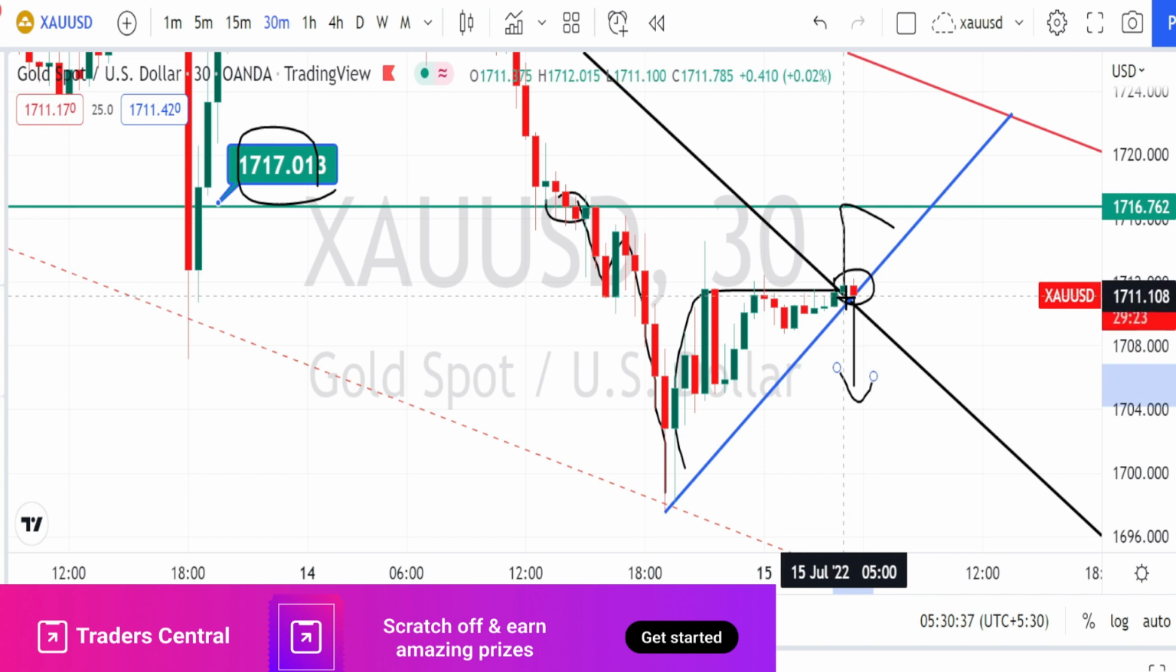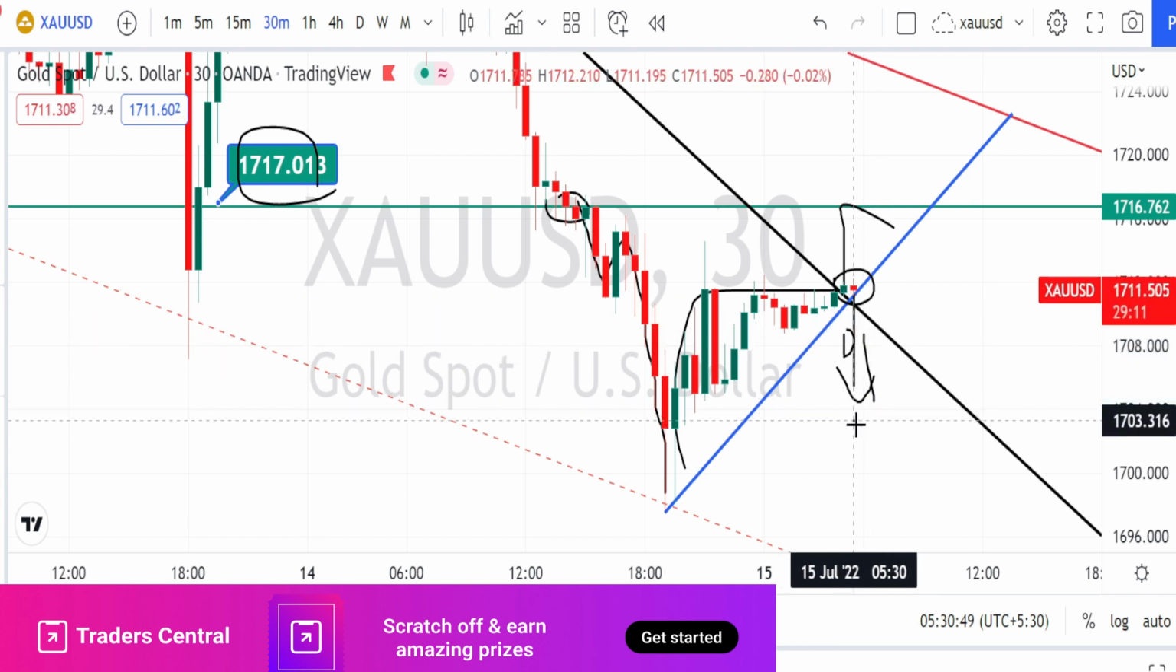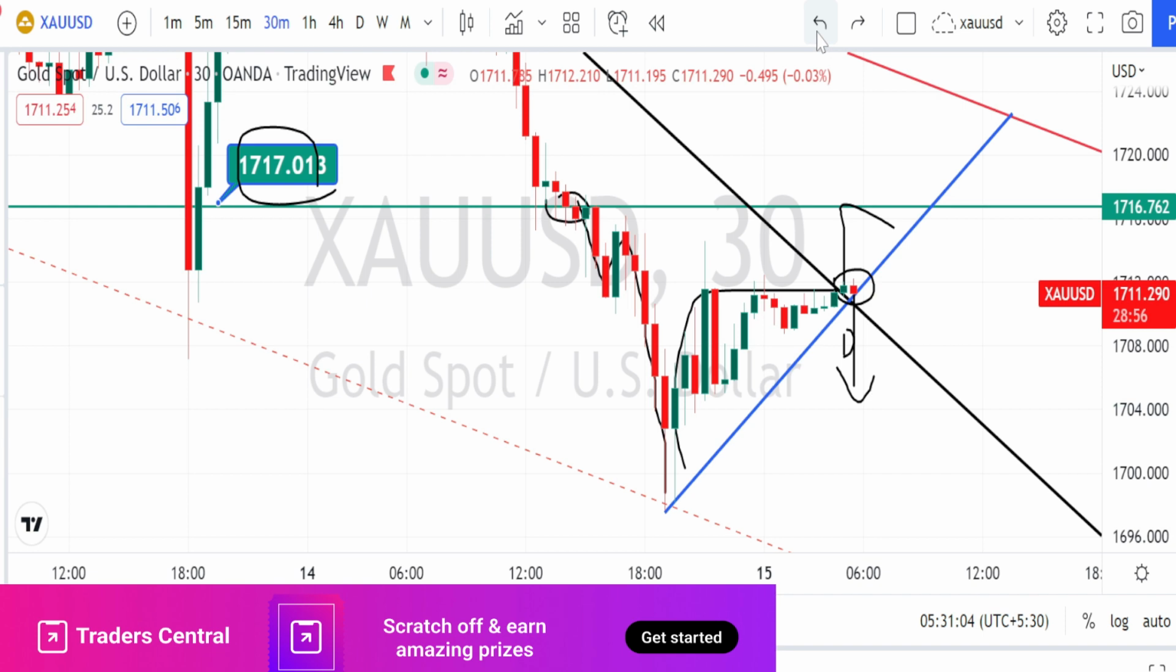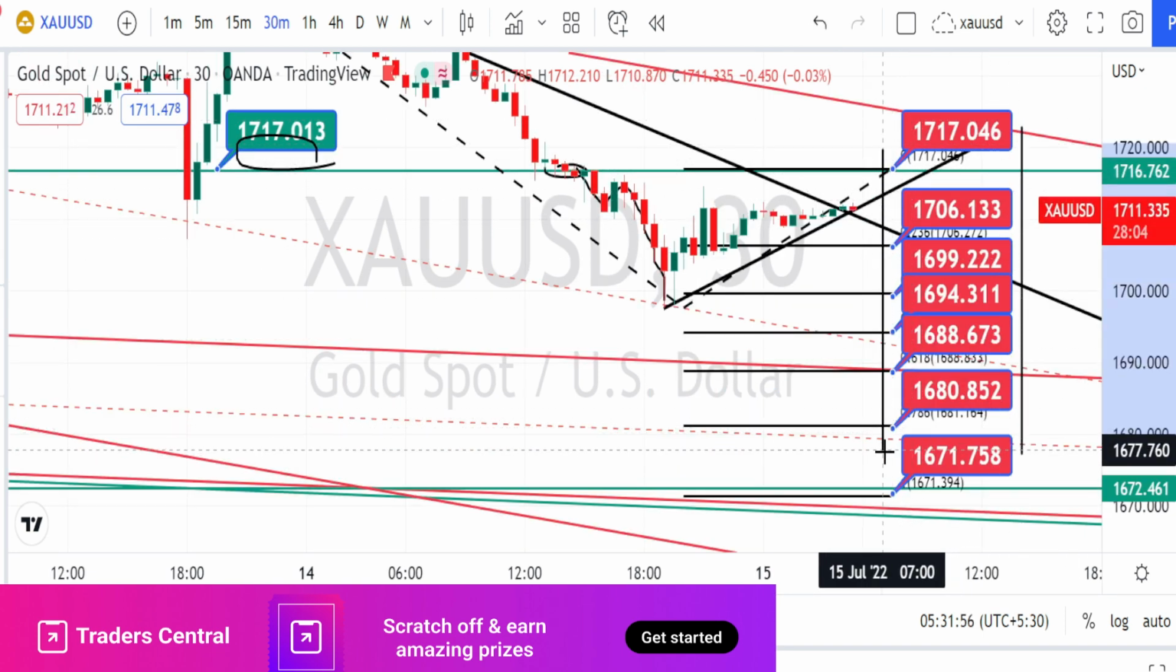Already we are noticing the red candle being formed. Wait for the proper red candle to be closed below this support line in order to take trades on the bearish side trend. Let us mark the support and resistance levels for 30 minutes time frame. So the values within this red color boxes are the resistance and support levels for 30 minutes time frame.